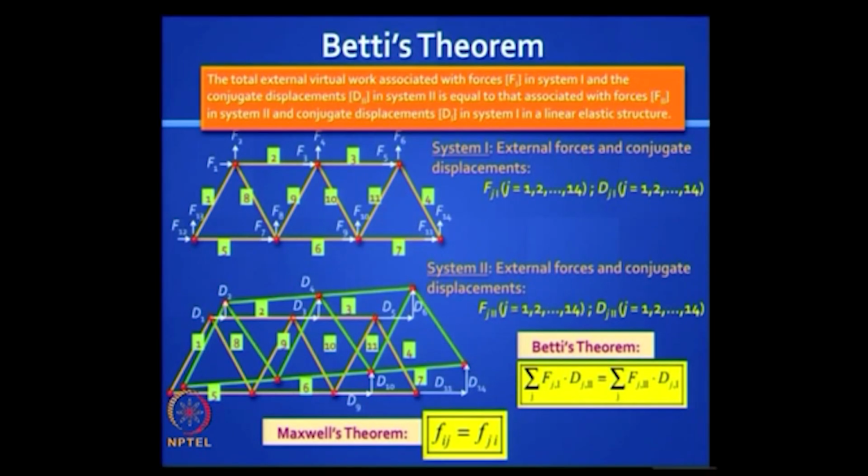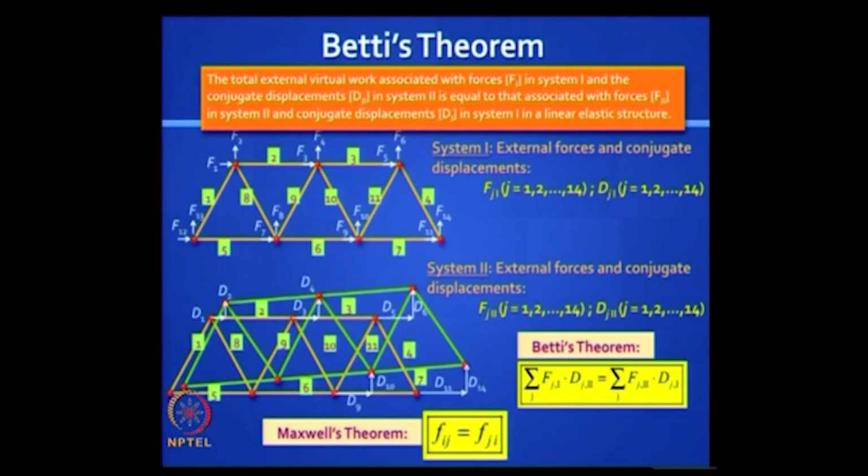So if you want a statement of the theorem, it would be: the total external virtual work associated with forces F1 in system 1 and the conjugate displacements D2 in system 2 is equal to that associated with forces F2 in system 2 and the conjugate displacements D1 in system 1, in a linear elastic structure.